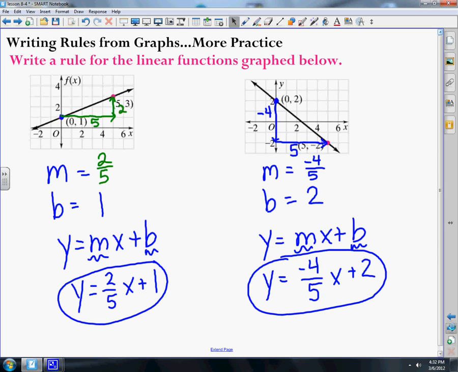Well, I hope that you have a better understanding of how to write rules for both graphs and tables.